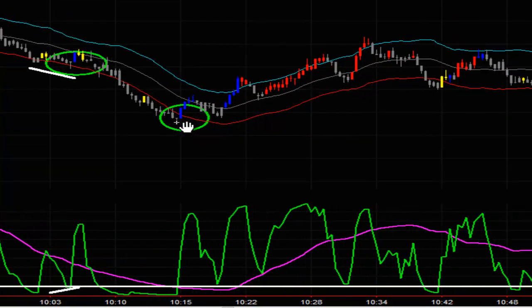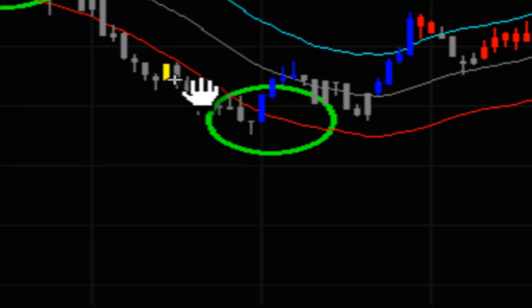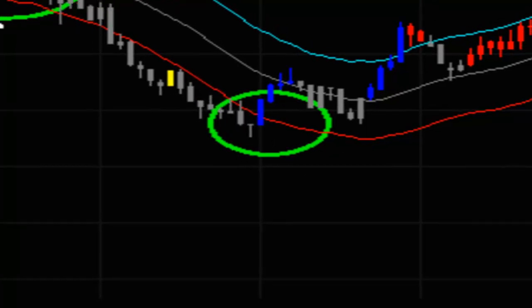And coming down in here, we've been outside the Keltner channel. You had a yellow signal bar without a blue follow through. So as soon as this gray bar painted, we kept going down. So it's always nice to use the confirmation of the blue bars.